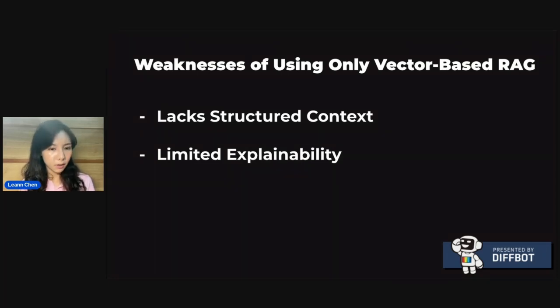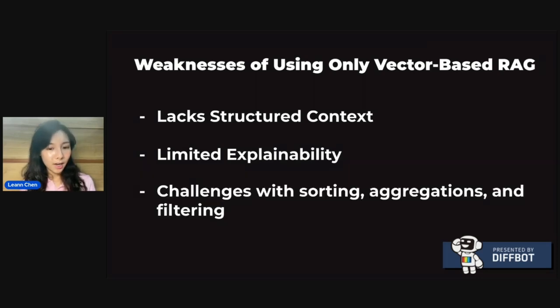We can't always have a clear idea of why this information is being retrieved to answer my question. In contrast, in a graph-based approach, we can more clearly see the information retrieval process because we can see how LLMs navigate information based on relationships. And the third one is it's challenging for vector-based RAG to deal with queries that require sorting, aggregations, or filtering.